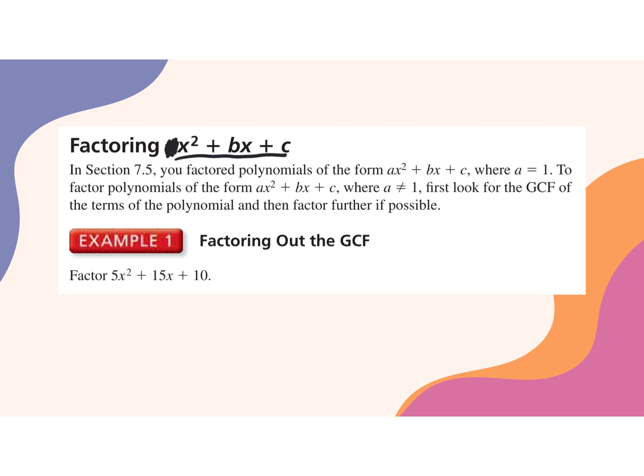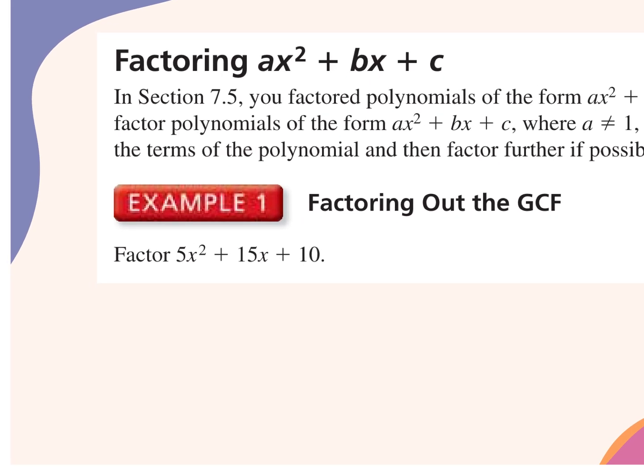Now if there's a number in front, typically the first thing that you should check is if there's a GCF. So check if there's a greatest common factor. In this first example, 5x squared plus 15x plus 10, look at all of your terms. Notice that 5, 15, and 10 share a factor of 5. So you're able to take out that 5. Now, if you take out that 5, whatever you get on the inside is what you get when you divide everything by 5.